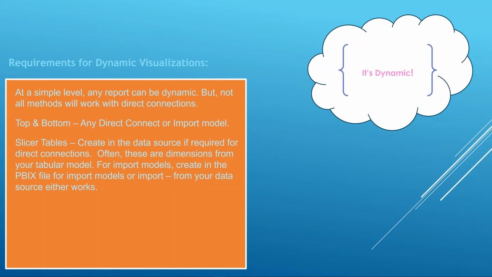Now, if you're using a direct connection and slicer tables, you're probably going to have to create those in your direct connect model. But if you're using import models, you can do it either way. You can create them in the model and then import them, or you can create them inside the PBIX file.